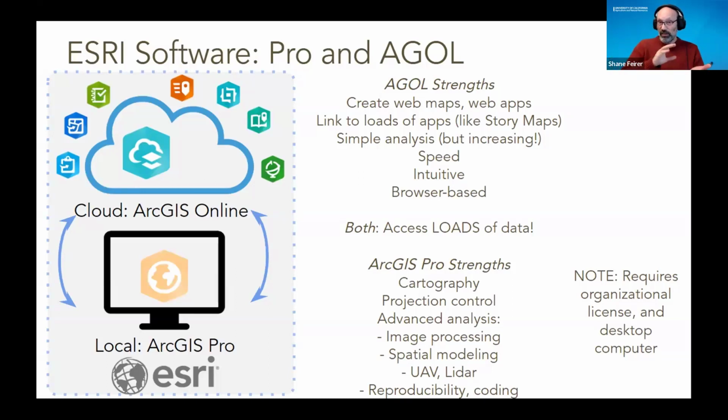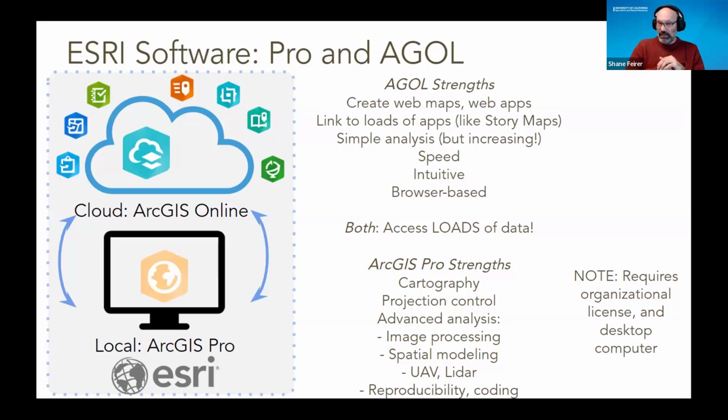Both these systems, whether it be AGOL or ArcGIS Online or ArcGIS Pro, they all have access to loads of data. The strengths of ArcGIS Pro, in review, are much finer control of cartography, projection control, advanced analysis, and reproducibility in coding using Python.